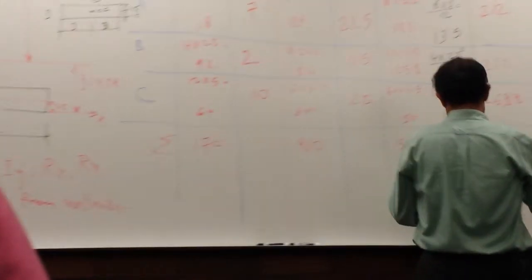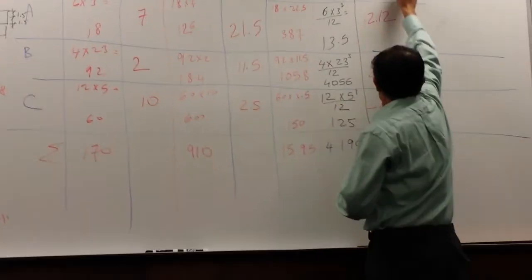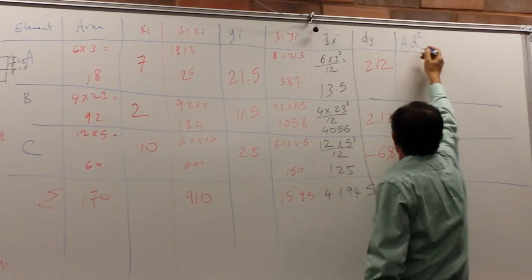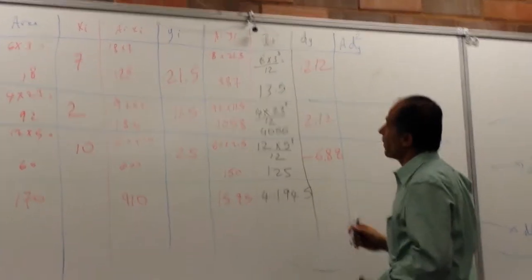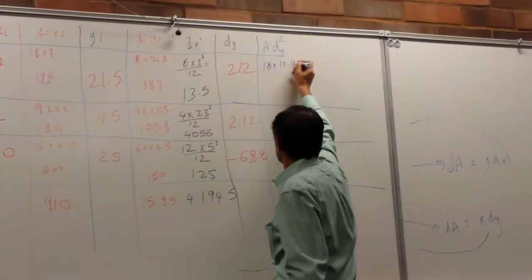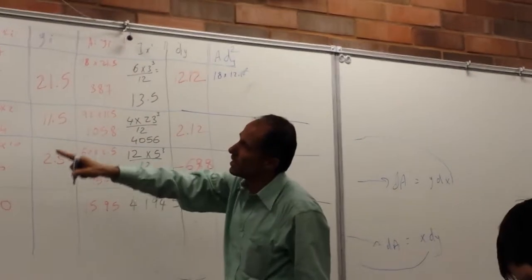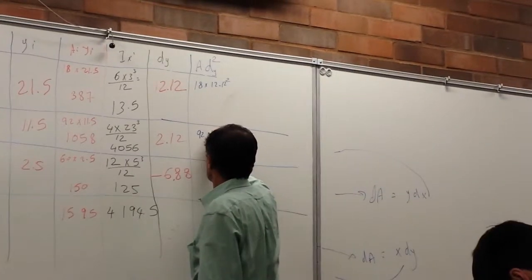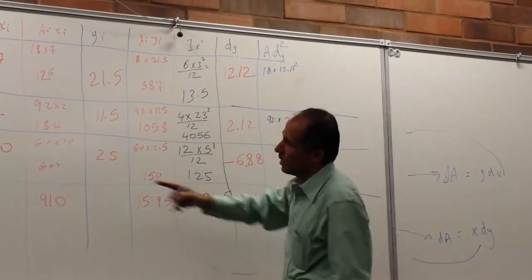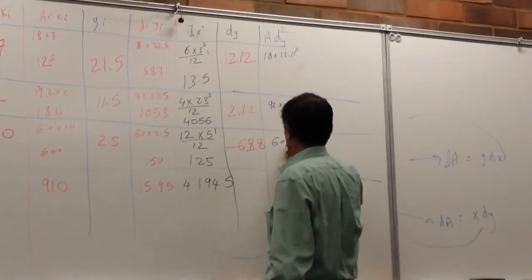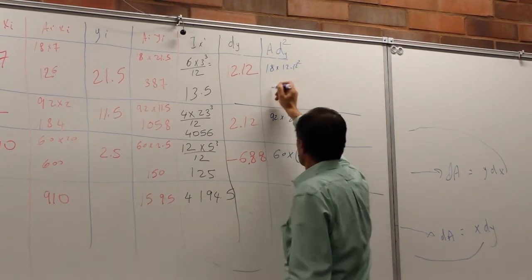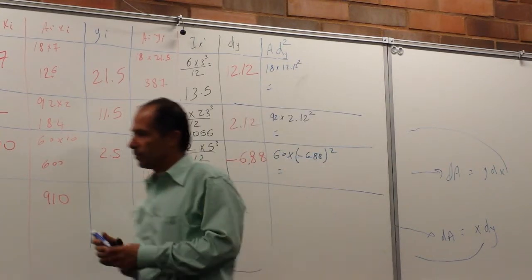Here, a new one, A d squared. I'm talking about dy. The area is 18, times 12 squared. The second area is 92, times 2 squared. The last area is 60, times negative 8 squared. Give me these numbers for these three.